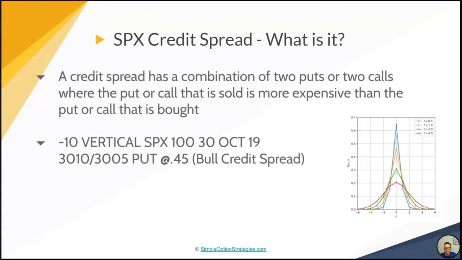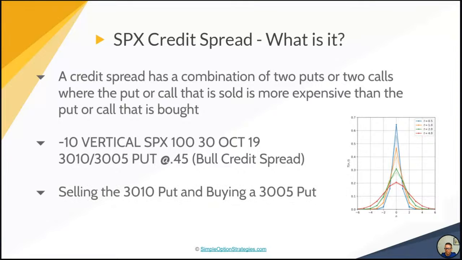So this is minus 10, which means that it's 10 contracts. Vertical means that it's a spread, right? One on top of the other with the same types of options, either put or a call. SPX 100, that means each contract is 100 shares of the SPX. So it's not the SPX 500, which a lot of people get confused with. It's SPX 100, and if you look at a lot of stocks and when you trade options, it's usually based on a 100 share lot. The date is the expiration date, 30 October 19. That's a long time ago, and it is the 3010 put that you're selling, and buying the 3005 put.